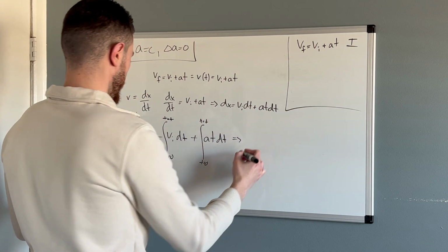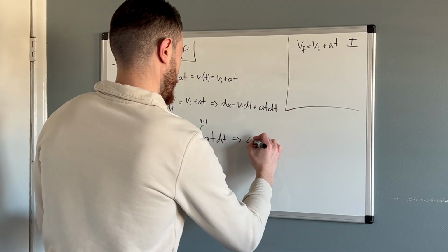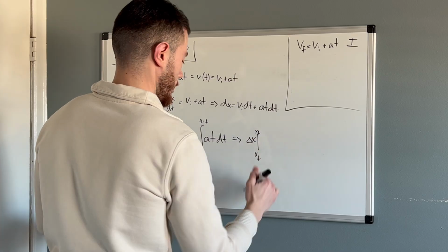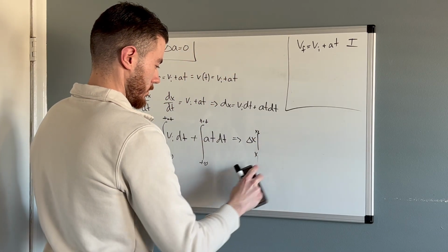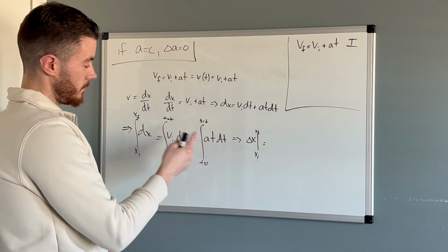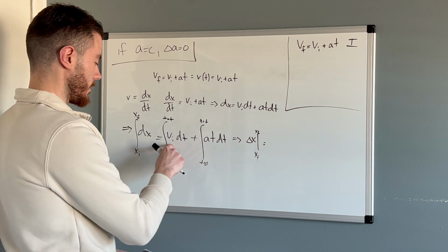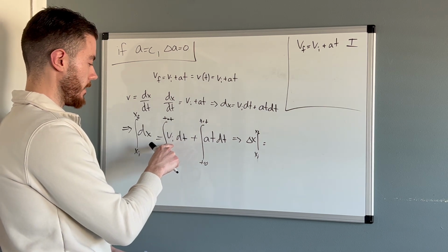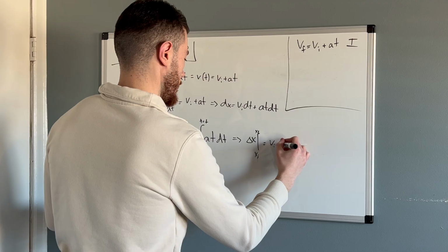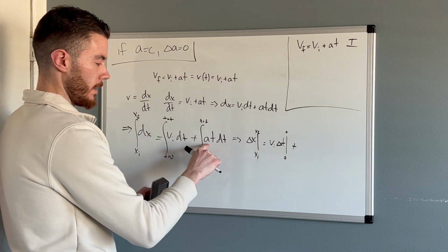The left hand side becomes delta x, which is xf minus xi, evaluated from xf to xi. It is equal to vi, which is a constant. It's just a parameter of the problem, a given value. It comes out of the integral, since it doesn't depend on time. And then this will become dt, so vi delta t from 0 to t, plus another term.